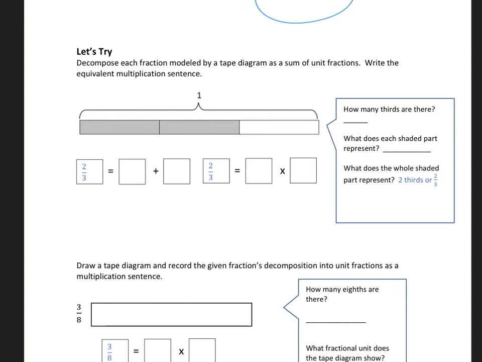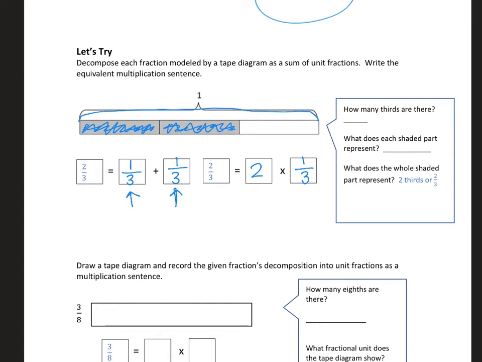So I see that there are 3, this is one whole right here, and there are 3 units, and I see that they shaded in 1, 2, and they already told me this represents 2/3 right here. So I know if I'm going to decompose this into unit fractions, my numerator has to be 1. So 2/3 is equal to 1/3 plus 1/3. Okay. And now I'm going to write that multiplication sentence. So 2/3 is equal to 2 copies of 1/3, right? And I knew that it was 2 copies because, again, I have 1/3 written twice, right here and then right here.